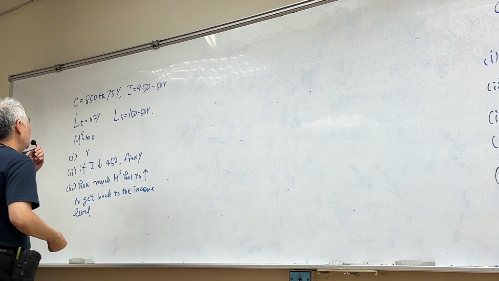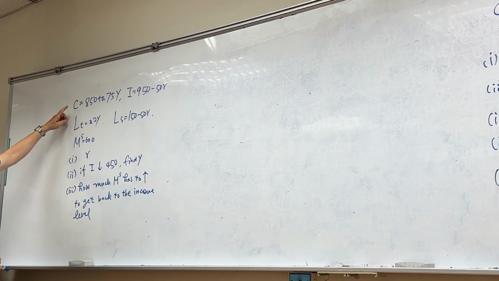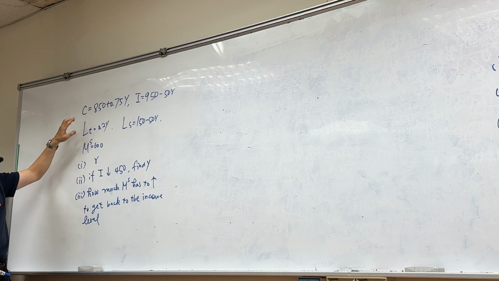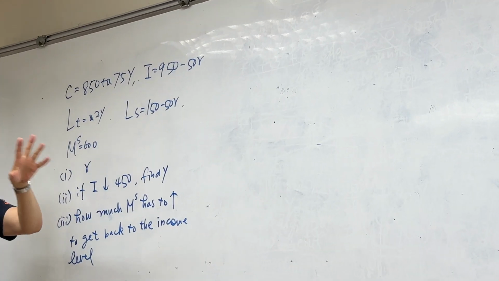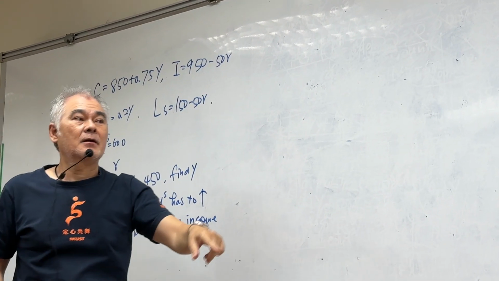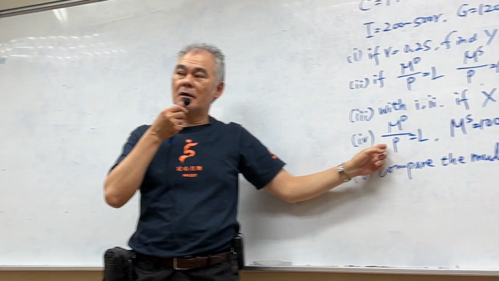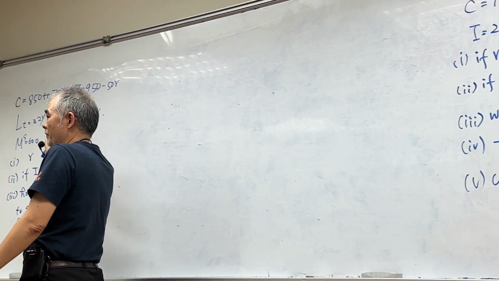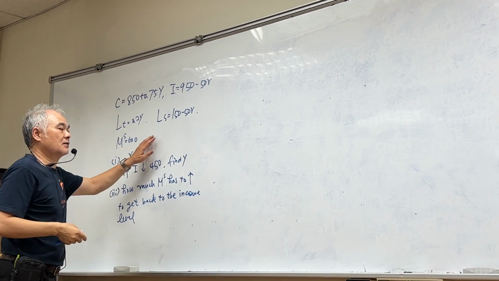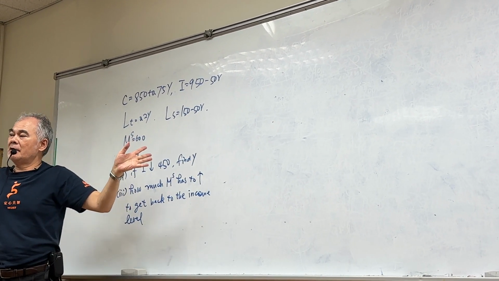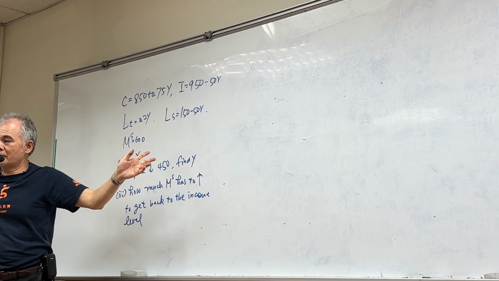Okay, so if you look at this question, it's a little bit different from that one. In this case, it emphasized real money demand, but here there's nothing. If it doesn't say anything, it means it should be real money demand and real money supply.